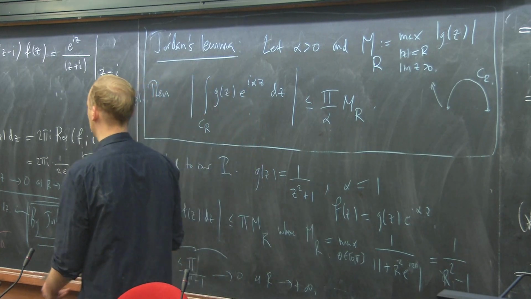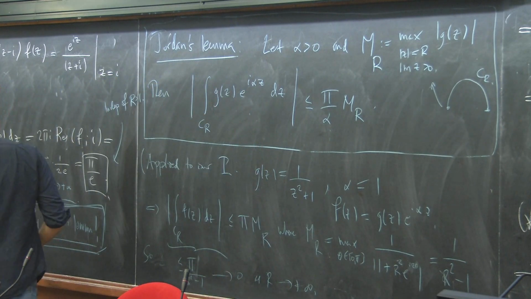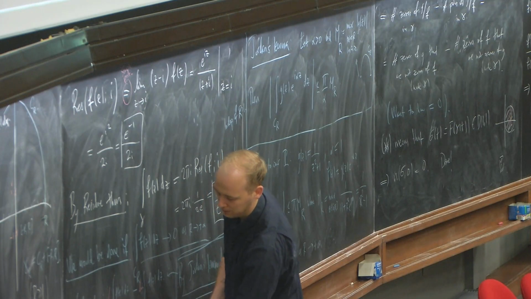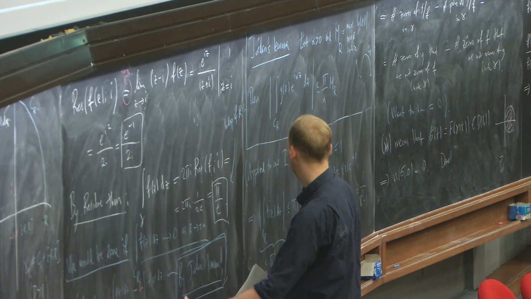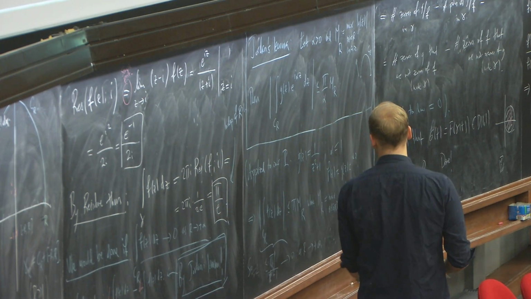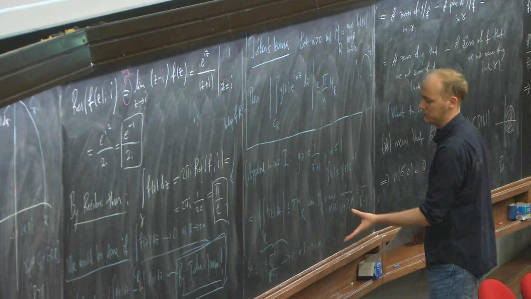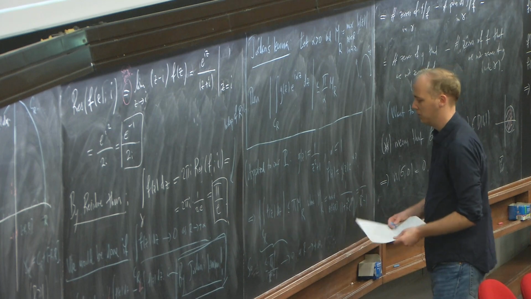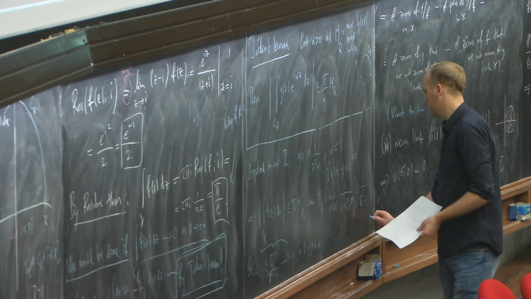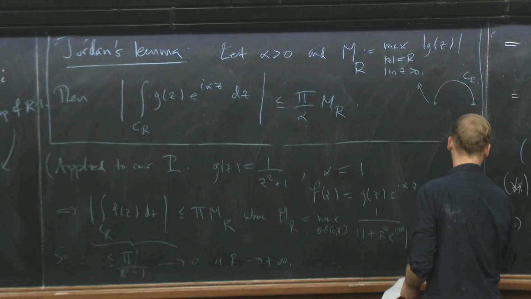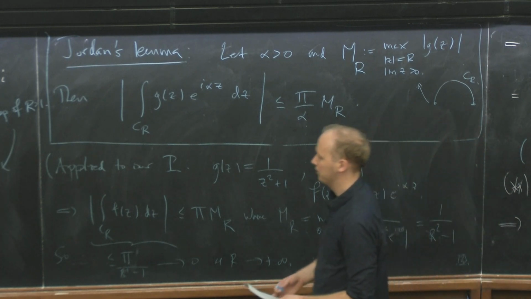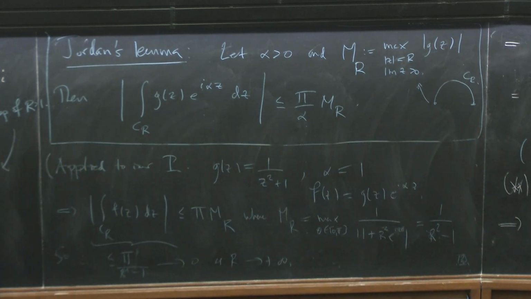And we said over there that we already got I equals pi over e minus the limit as r goes to infinity of whatever contribution this has. And now we have shown that the contribution had to be 0. And therefore, we conclude the first example by saying that the integral is equal to pi over e.